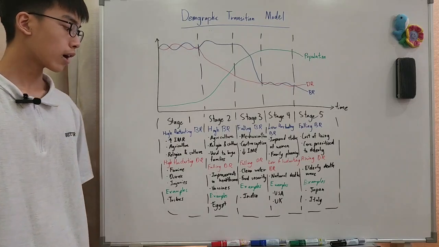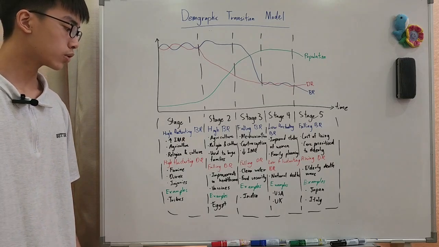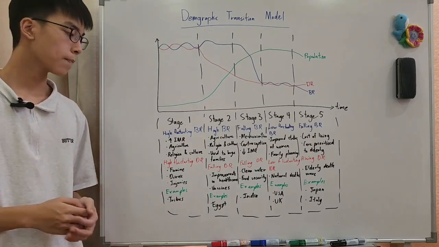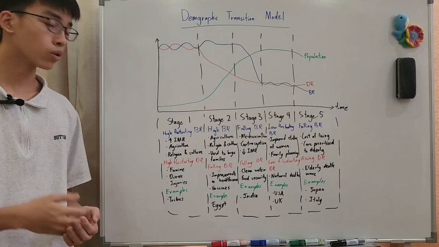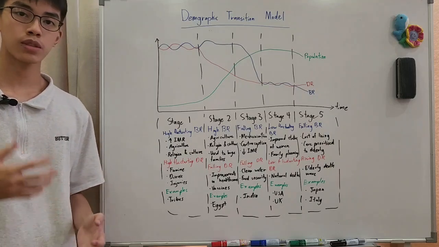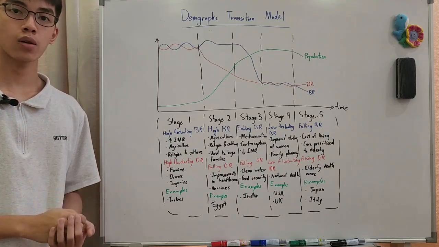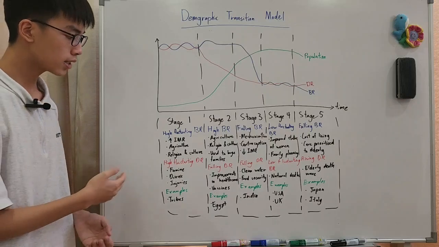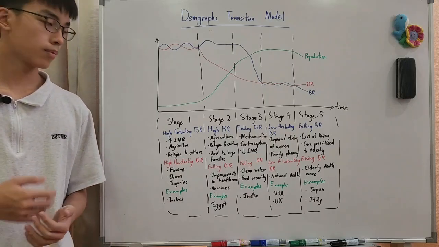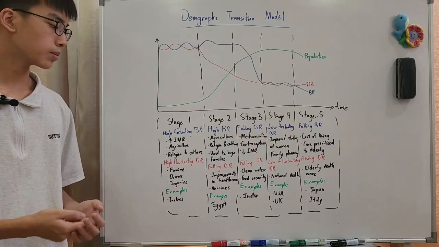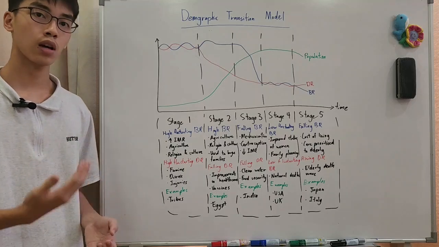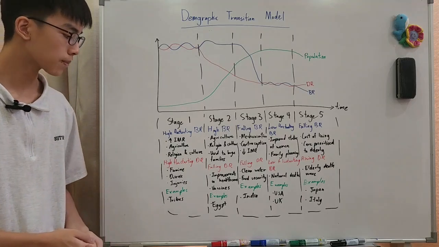As for why you have high fluctuating death rates, it is because you have famine, so there's no food security. You don't have any coping mechanisms for any droughts that come in or any crop failure. As for diseases and injuries, you don't have medicines, you don't have any antiseptics to help you, so you have a lot of deaths due to famine and diseases.